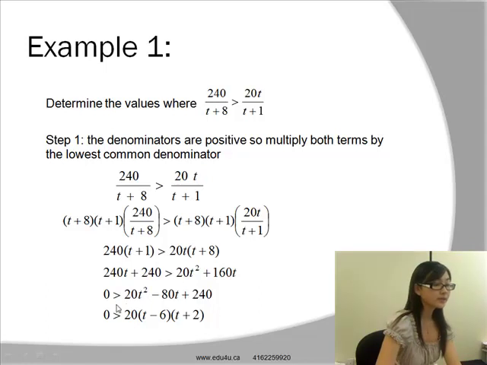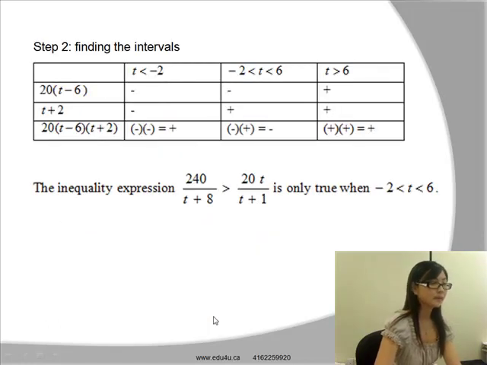We do all the algebra and we will end up with 0 is bigger than 20 times (t minus 6) times (t plus 2). So in other words, (t minus 6) times (t plus 2) has to be a negative value. In step 2, we have to find the interval where it can be a negative value.